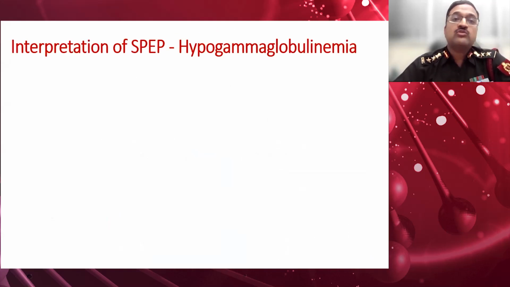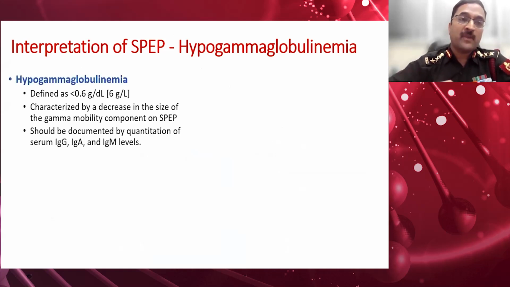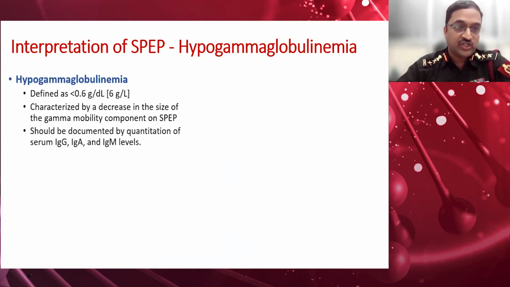Now, there is a condition known as hypogammaglobulinemia. Why we are discussing this is that it is a very common problem in patients with plasma cell dyscrasias. We define it as whenever the overall gamma globulins is less than 0.6 gram per deciliter, or 6 grams per liter. It is characterized by a decrease in the size of the gamma region.